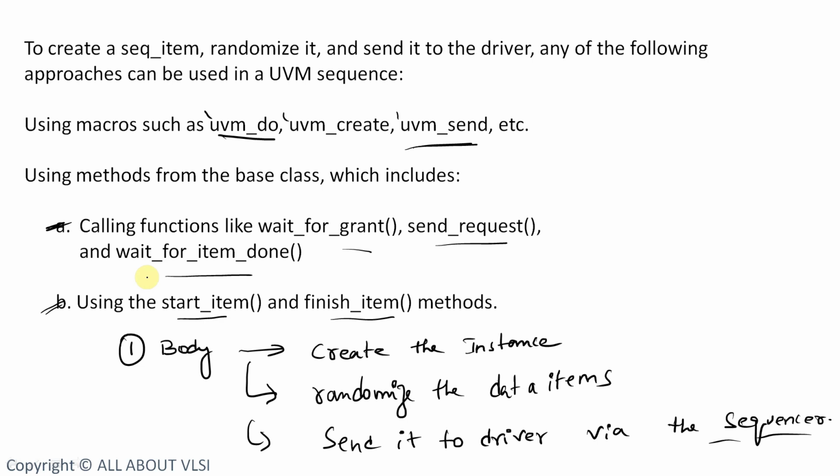Please remember, what are we doing in the body task? The operation we are doing in the body task of the sequence is simple: we are creating the instance, randomizing things, and sending it to the sequencer. For performing these three operations, we have these built-in methods.